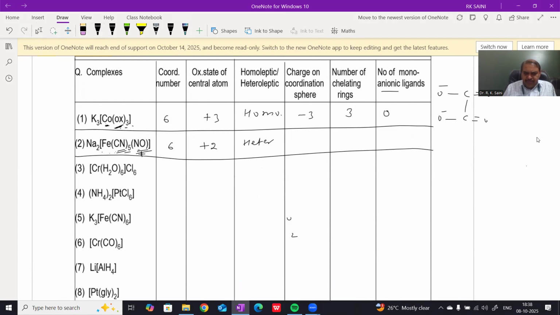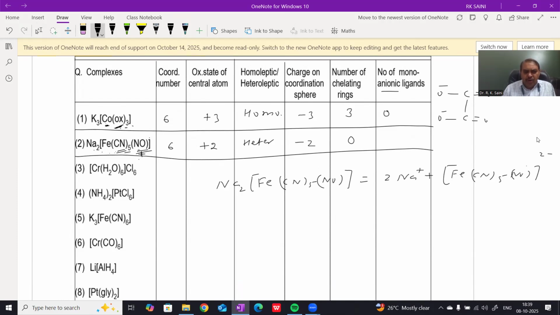According to Werner theory, the primary valency or ionization sphere and the coordination sphere carry charges. When this complex ionizes, it gives 2 sodium ions and another is an anion. This anion carries -2 charge. Therefore, the charge on the coordination sphere is -2, after removal of 2 sodium ions. Number of chelating ligands is 0 because all ligands are monodentate.